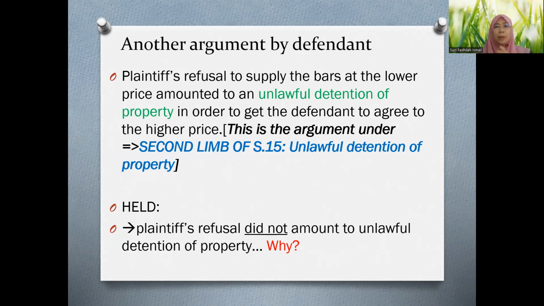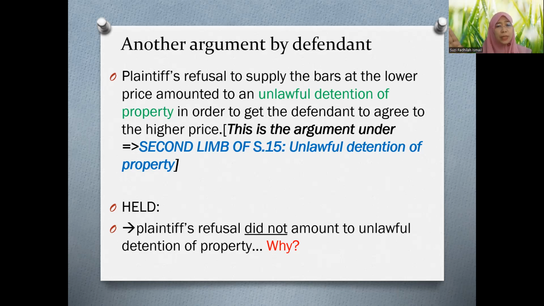And another argument by the defendant: the plaintiff vendor's refusal to supply the bars at a lower price was actually unlawful detention of property. You detain the property unlawfully so that you will get me to sign the agreement. So basically, this is an attempt to prove the case under the second limb, which is about unlawful detention. But again, the court rejected the argument here.